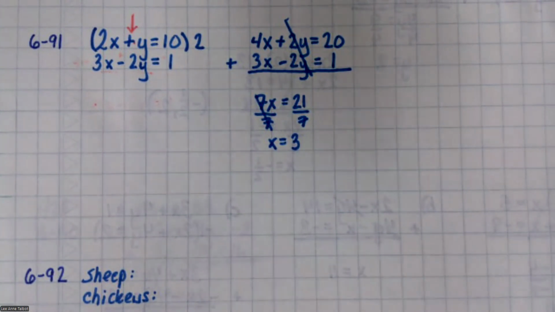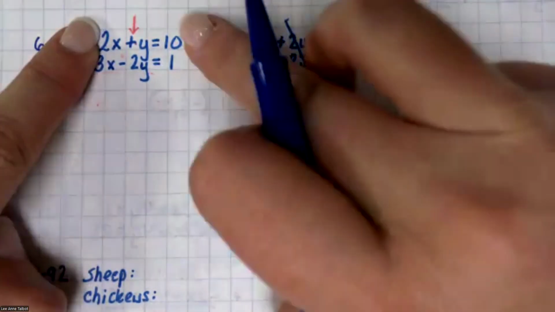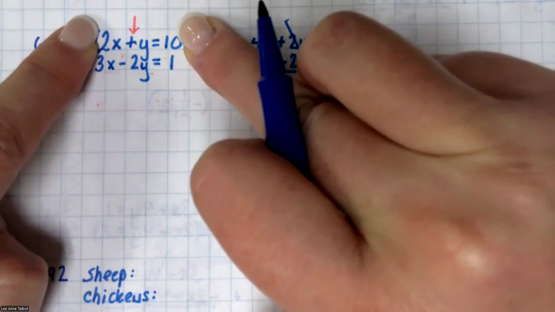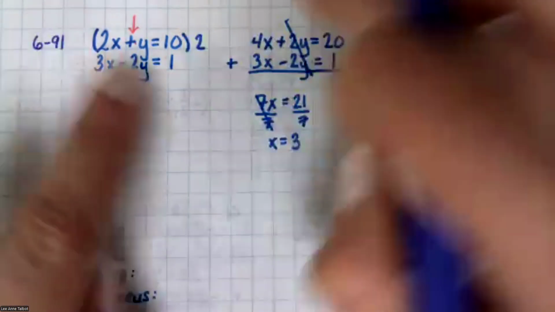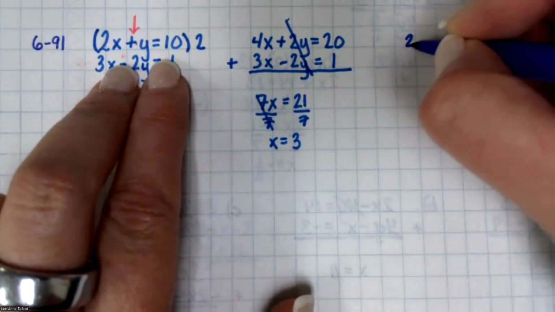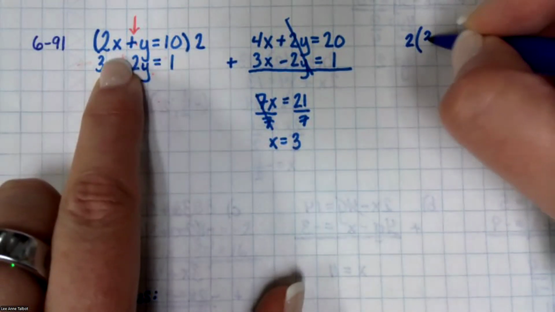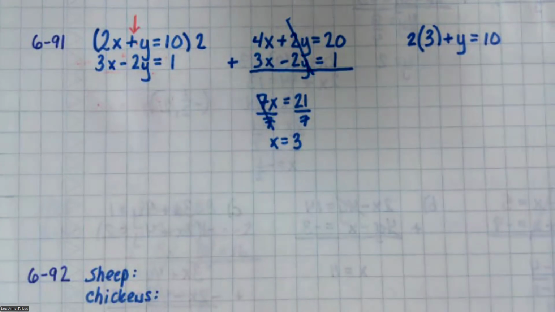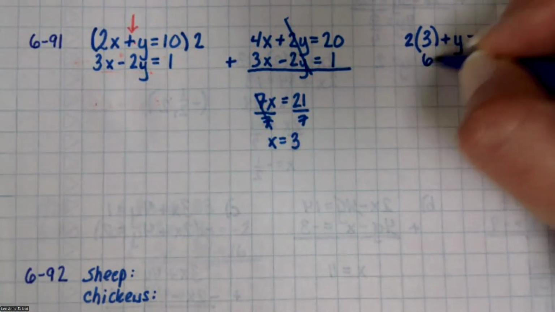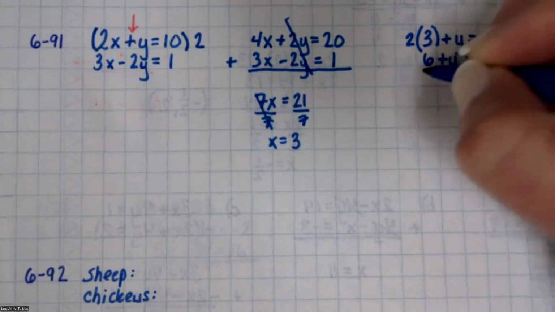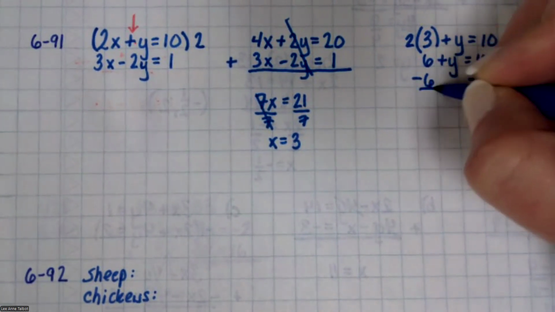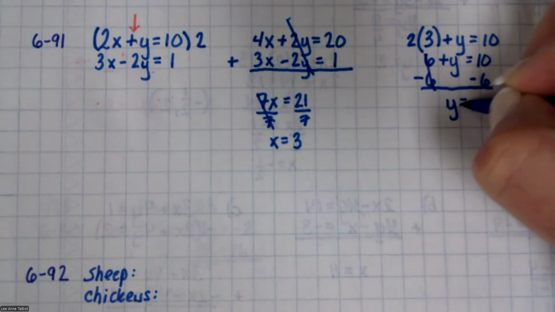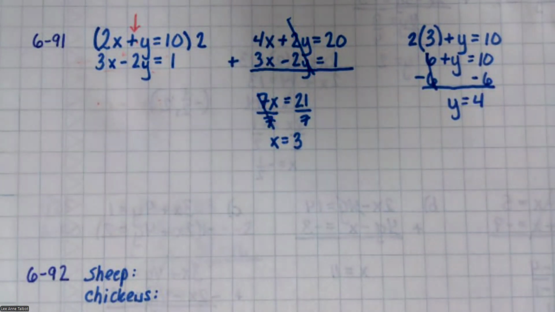Okay, now which one do you want to plug it back into? I always plug it back into one of the two originals that were written down on the page. Yes, Landon, which one? First one? Okay. So 2x is going to be 3 plus y equals 10. 6 plus y equals 10. What's my final answer, guys? Great.